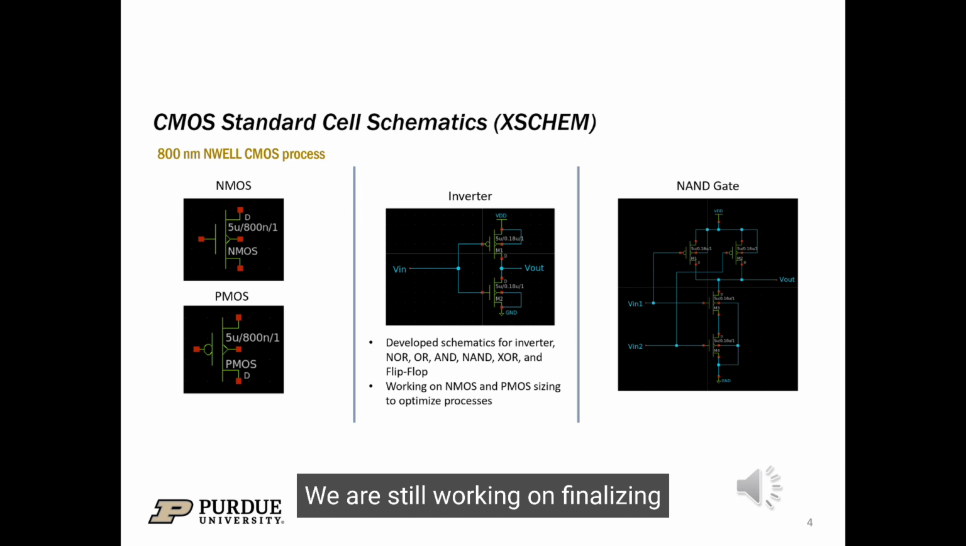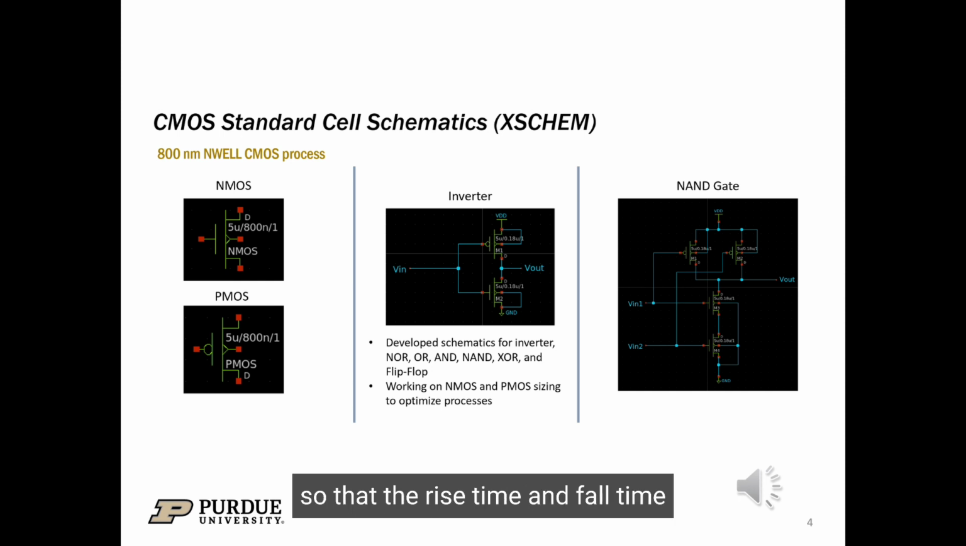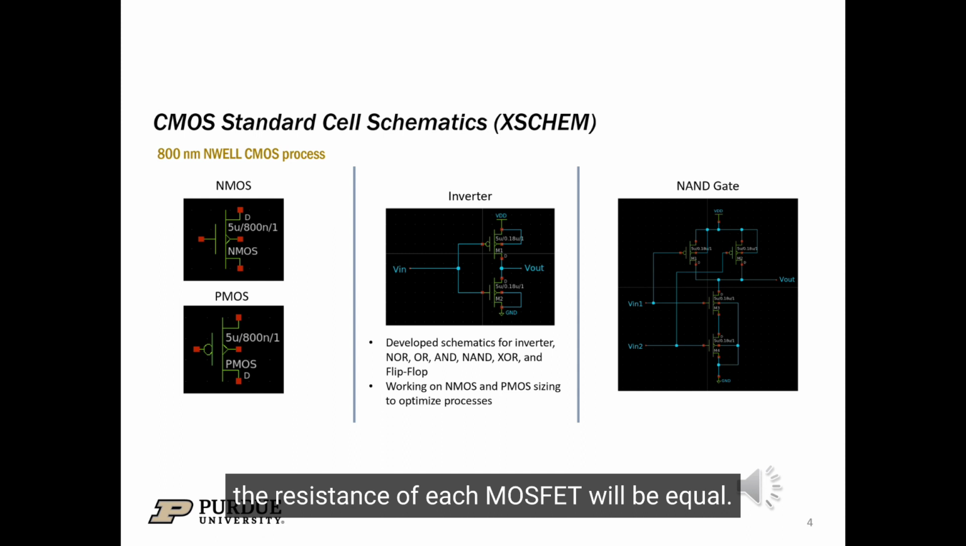Because AccuSemi uses an 800 nanometer NWEL CMOS process, all of our NMOS and PMOS FETs will have an 800 nanometer length. We are still working on finalizing the sizing for the MOSFETs, but the general idea is for PMOSes to be double the size of NMOSes so that the rise time and fall time of the gates as well as the resistance of each MOSFET will be equal. I have examples of our inverter schematic and NAND gate schematic shown on the screen.